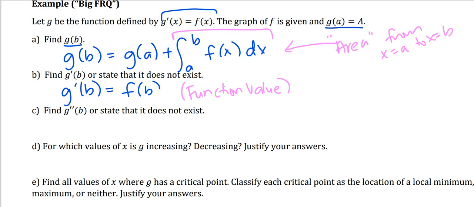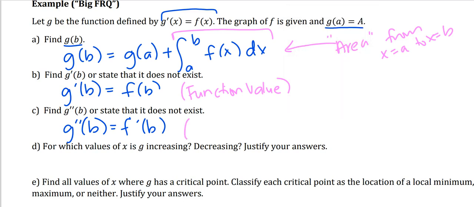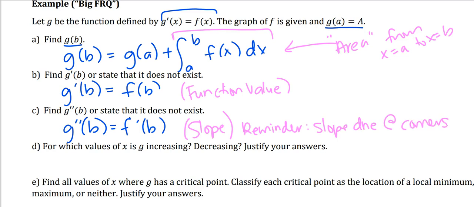Part C says find the second derivative, g double prime, evaluated at b. So the second derivative evaluated at b for g will be the same as the first derivative of f. And if I'm finding that, remember, you're given the graph of f, so this will be slope. And by the way, the slope does not exist if there's a corner. Reminder: slope DNE at corners. So you may see that.